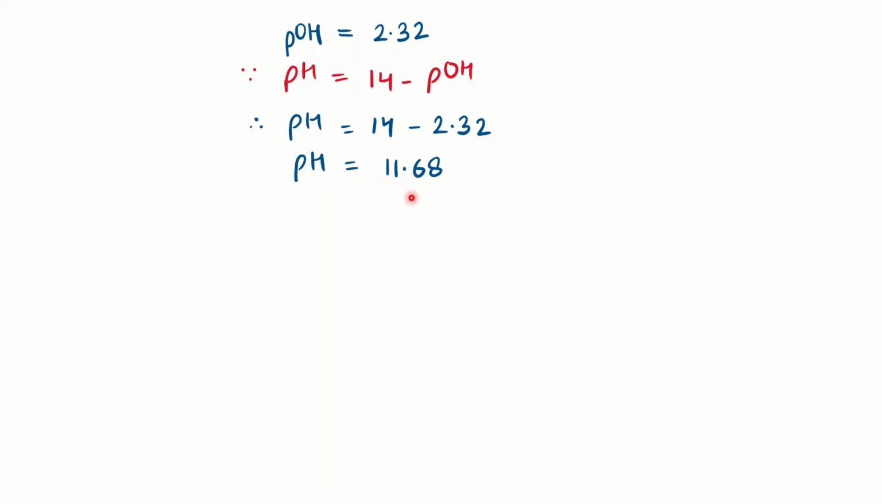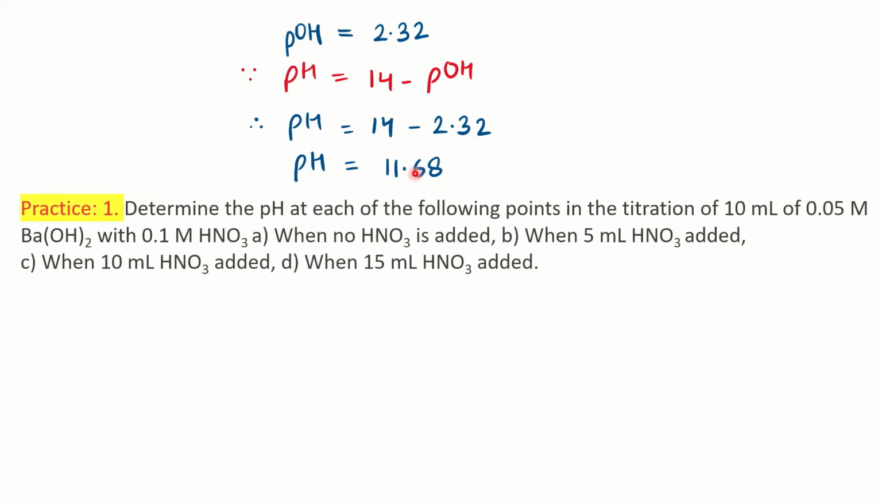So like that, these are the 4 steps. First is you have to calculate the volume of base required. Second is before the equivalence point. Third is at equivalence point, and the fourth one is after equivalence point. For the titration of any strong acid and base, you can use these 4 steps and solve any problem related to it. I'll give you a few practice questions. You can follow the same steps and solve these problems.